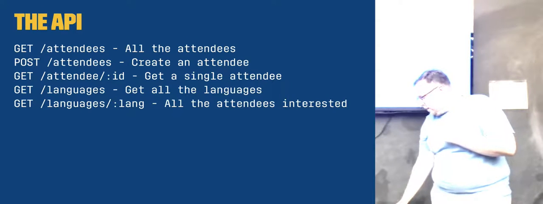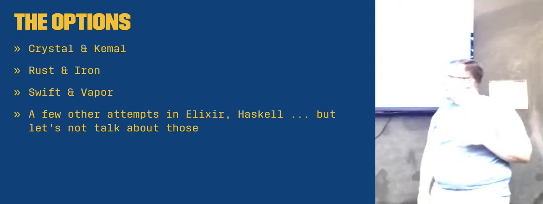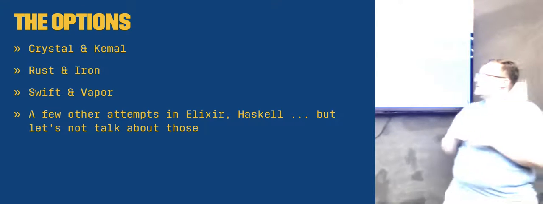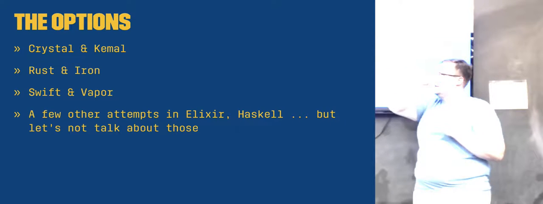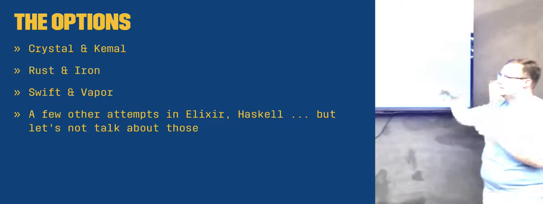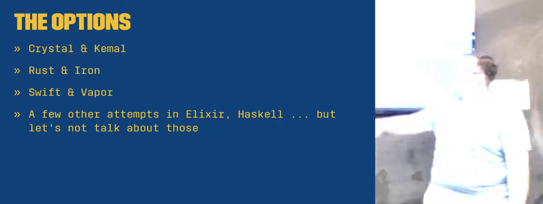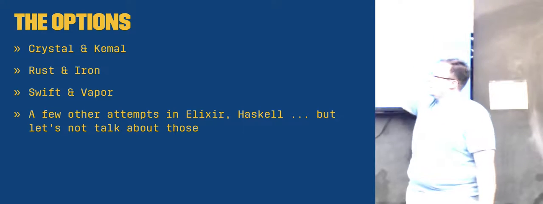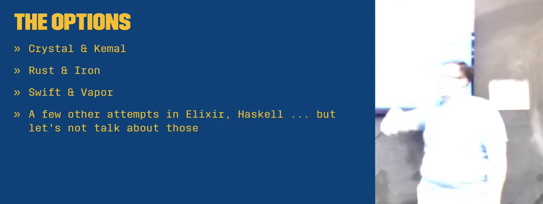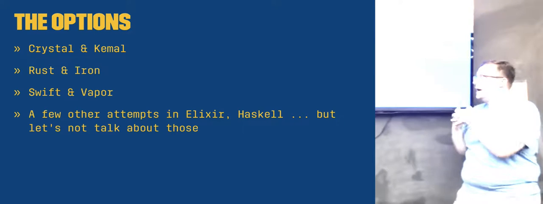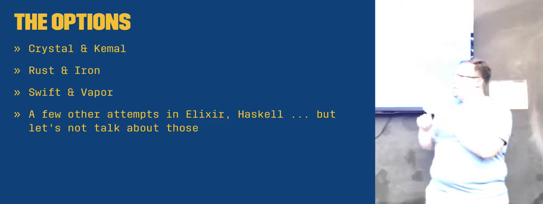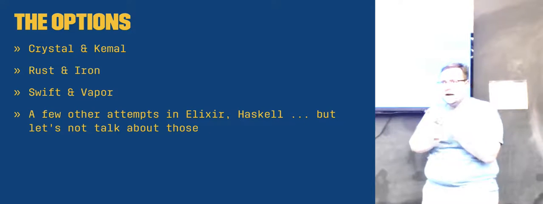So I sat down and thought, okay, well, what should I build this in? And we'll look at three of these in a little more detail in a minute. The first one I thought about was Crystal, and you'll see why in a minute, and Kemal, which is sort of the Sinatra in Crystal. Rust, which is a systems programming language, and Iron. And then Swift and Vapor I kind of stumbled on toward the end, because they had announced a while back that Swift would be A, open source, and it is, and B, it would be able to run on Linux systems, so you could actually run it on servers.